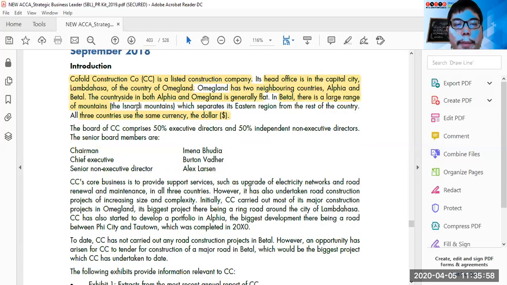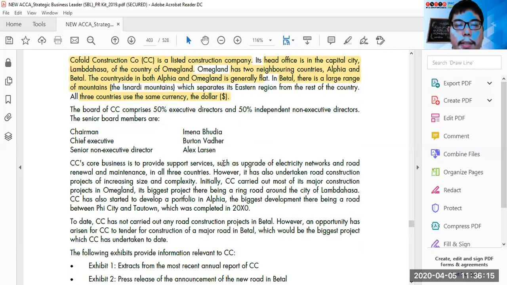The board comprises 50% ED, executive directors, and 50% NED, non-executive directors. So 50 ED, 50 NED. The senior board members are the chairman, chief executive, and senior NED: Imena Budia, Buatan Weather, and Alex Larsen.